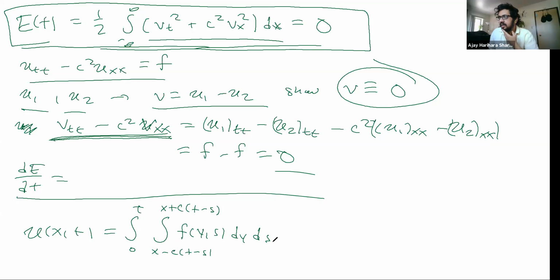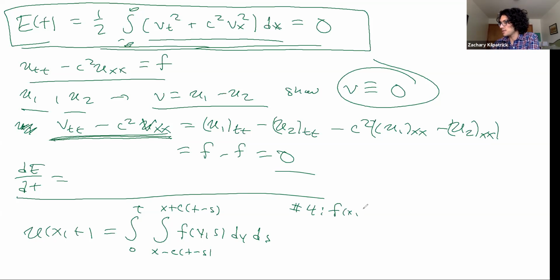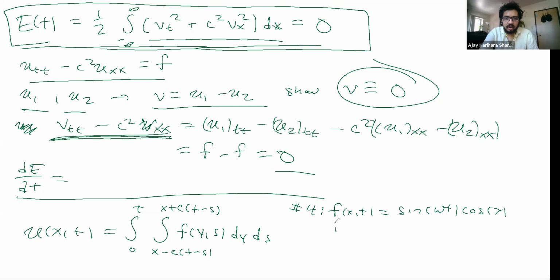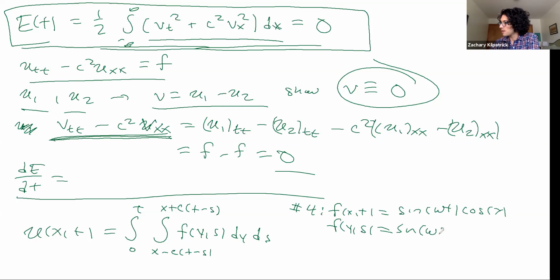And then our f here is basically in terms of x and t, right? Yeah. So in problem number 4, your f of x, t is what? It's sine of omega t cosine of x, right? Exactly. So f of y, s is just going to be sine of omega s cosine of y.